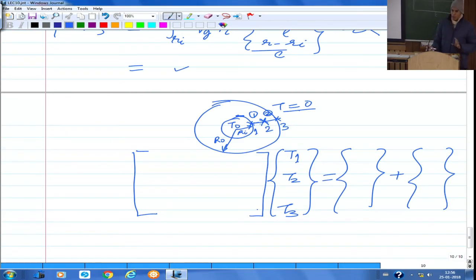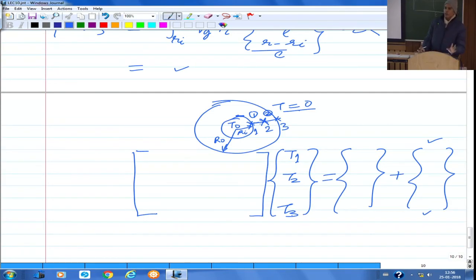So after assembly, imposing the boundary condition, that is T1 is known, T3 is known, from the second equation you can solve for T2. Once you solve for T2, then you can find out how much flux is actually coming in at the inside surface, and how much flux is going out on the outer surface. So this is how you will solve this kind of problem.